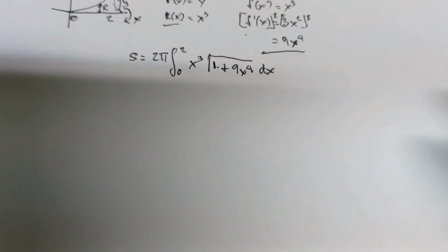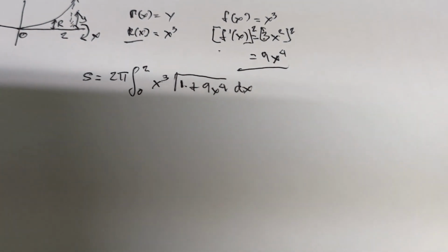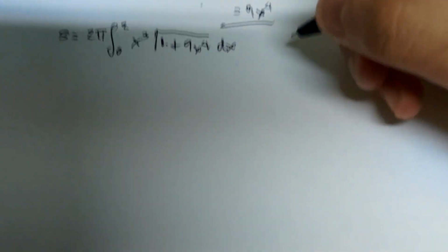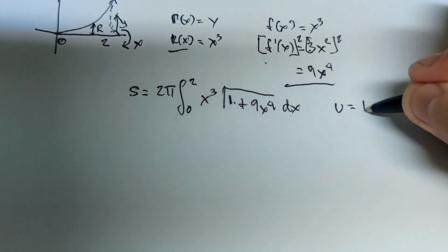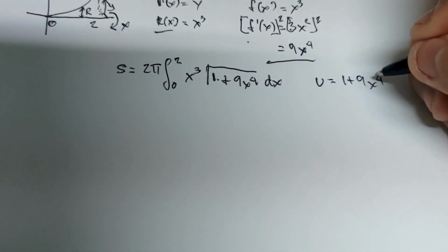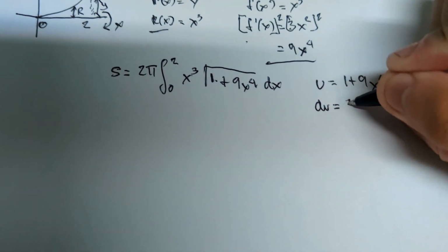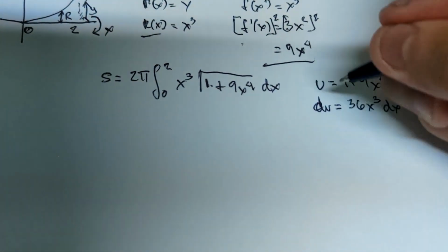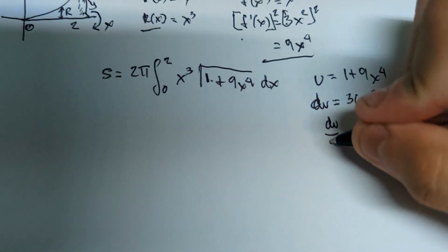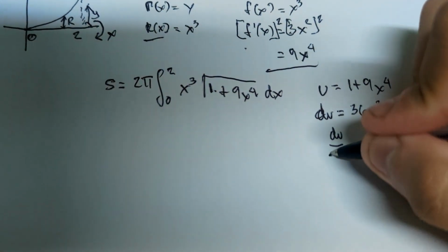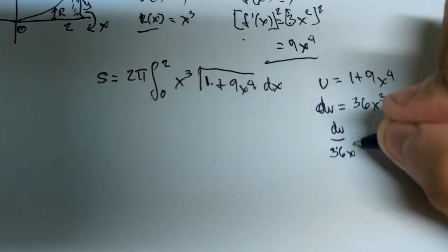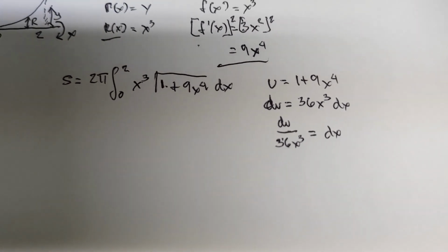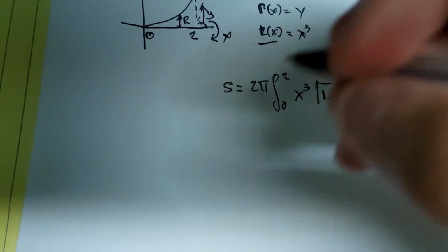From this equation, what function, identity, or formula can we use to solve this? I think we can use substitution. So we'll let u be 1 plus 9x raised to 4, and the du of this will be just 36x cubed dx. Then we can find our dx: du over 36x cubed equals dx. And then we can substitute this now.